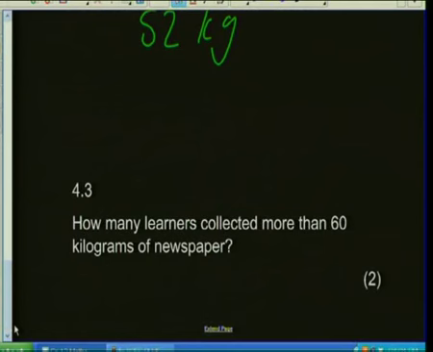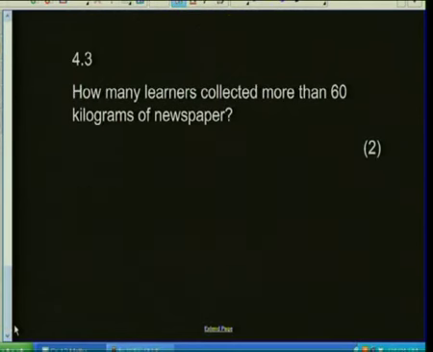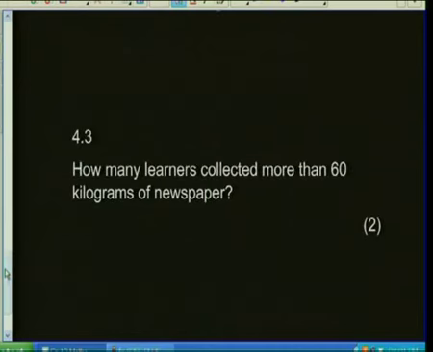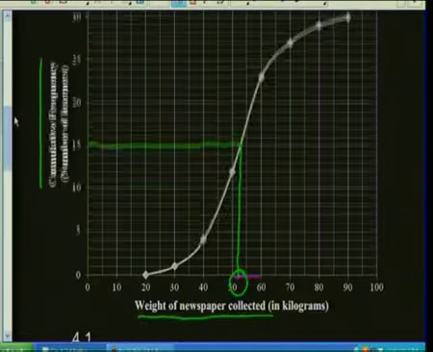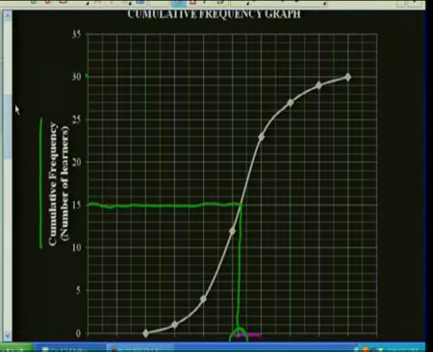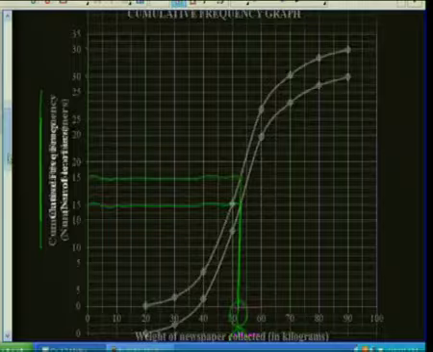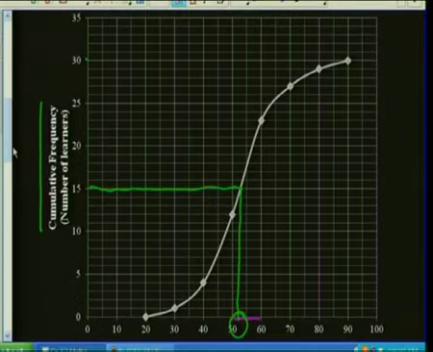Next question. How many learners collected more than 60 kilograms of newspaper? More than 60 kilograms. It's right there. So how do you find that? How many learners collected more than 60 kilograms?